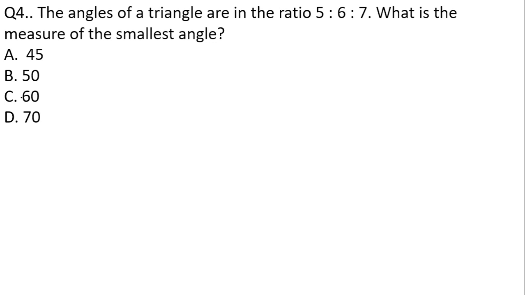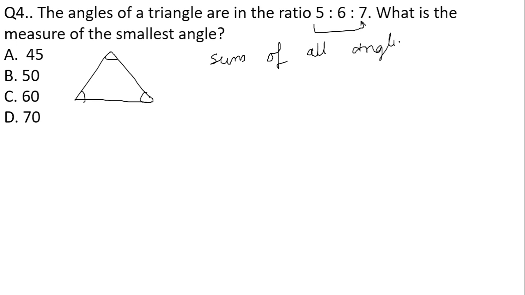Here they have given us the angles of a triangle in the ratio 5:6:7. What is the measure of the smallest angle? Option A is 45, B 50, C 60 and D 70. One thing that we clearly know here is that the summation of all the angles of a triangle is 180 degrees. If not, then please make a note of it, that the sum of all angles of a triangle is equal to 180 degrees. We know this.